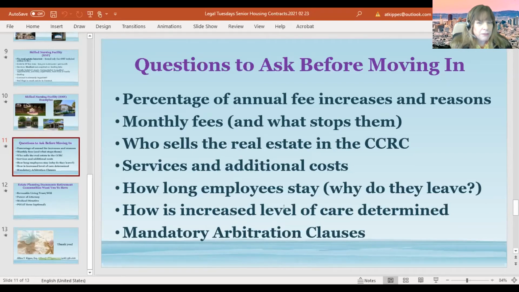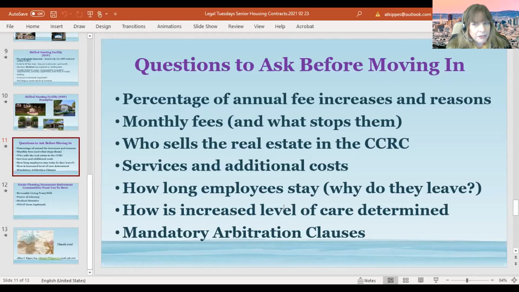Some questions you should always ask: how long do employees stay there? They may tell you something, but you can go on Indeed or Glassdoor and look up the reviews from the employees on that company. Pretty much you'll see a lot of disgruntled people posting, but some of the stuff is accurate. And I always tell people to check that out.